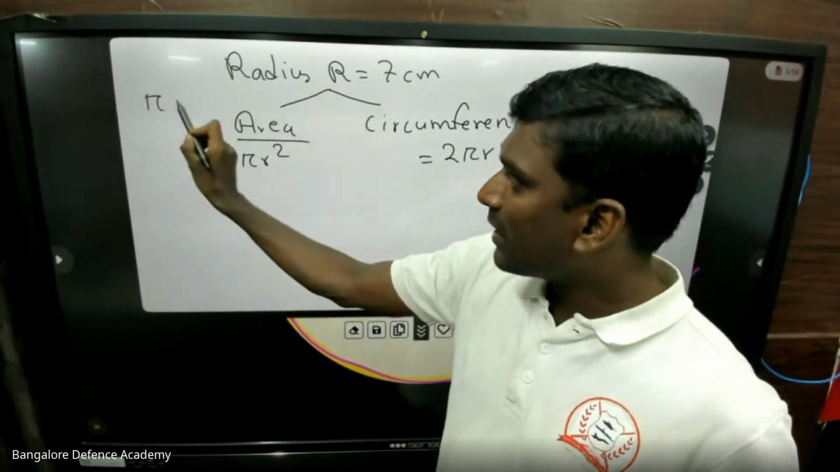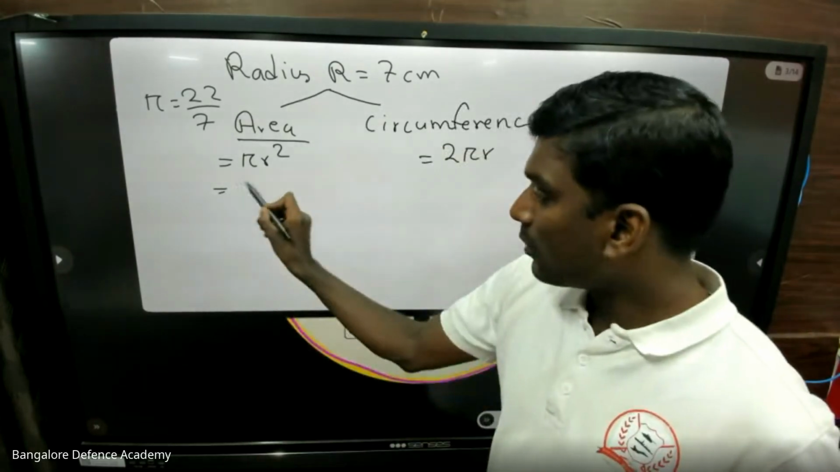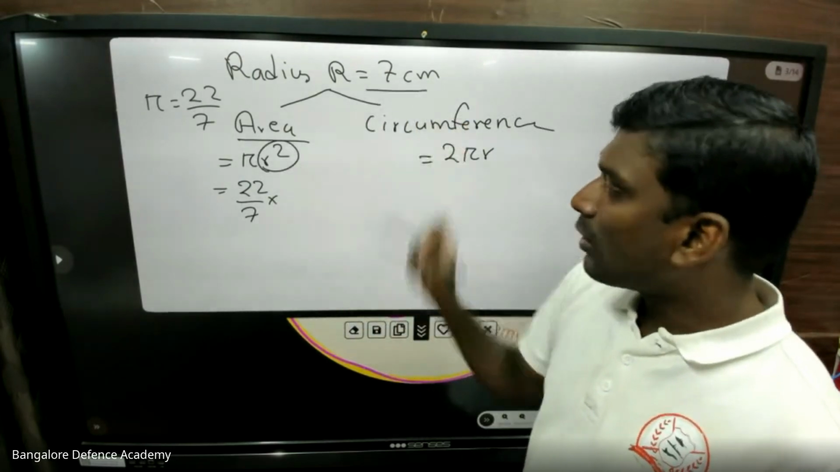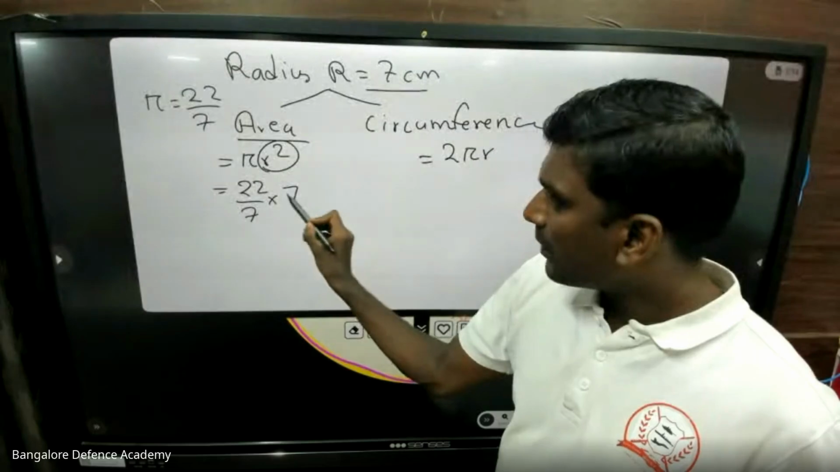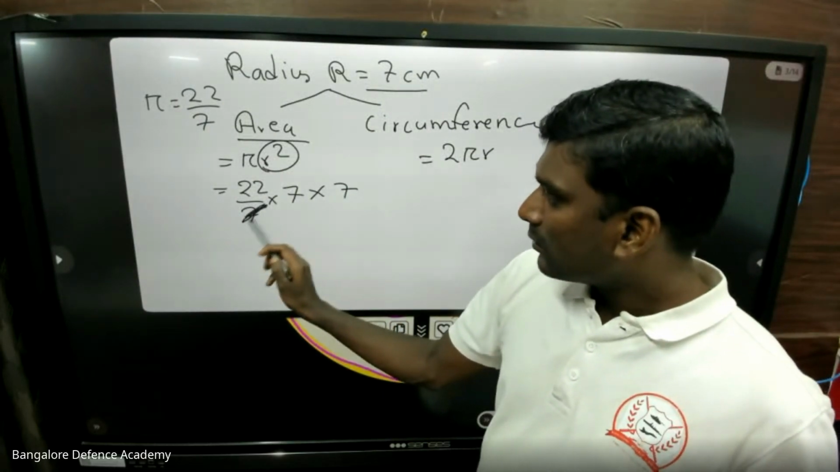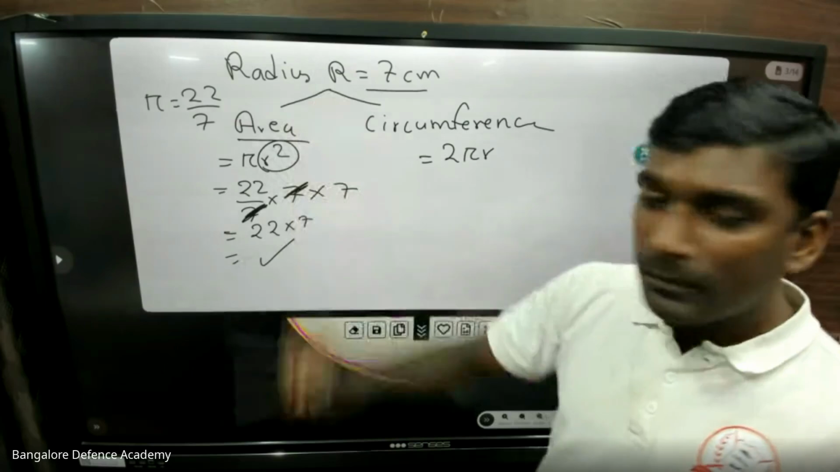What is the value of pi I gave you? 22 by 7. So what happens here? 22 by 7 r square. So 7, how many times will you multiply? You'll multiply 7 two times, 7 and 7. Now what will get cancelled? 7 and 7 will get cancelled. You have to find the answer of 22 into 7. That will be the area of circle.